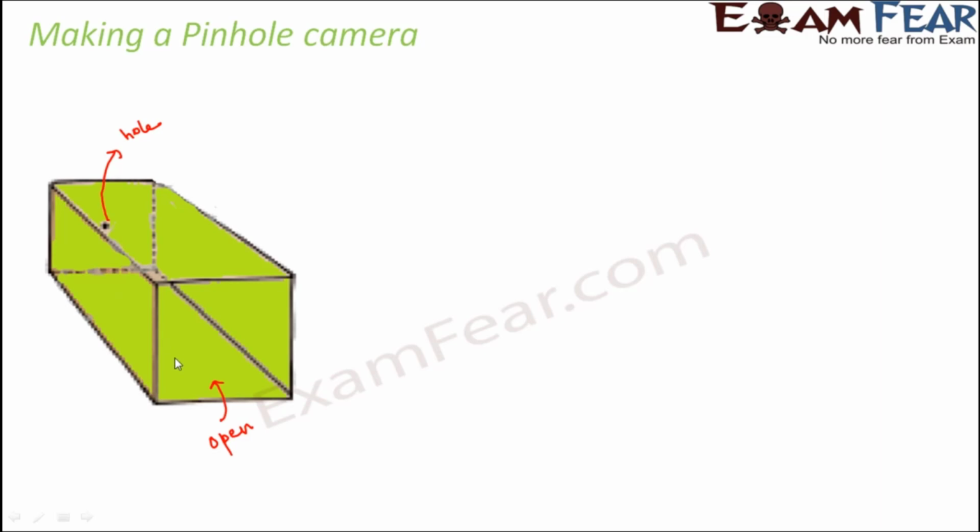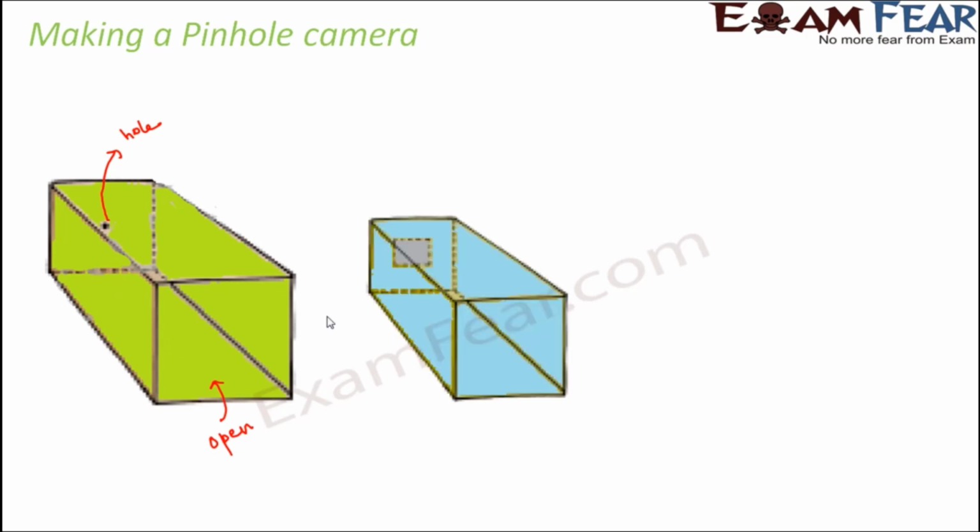Now this box has to be slightly bigger in size. You take another box which is slightly smaller, and the difference in sizes should be such that the smaller box fits exactly inside the bigger box, and you should be able to move the smaller box inside the bigger box. This box also you keep open. Now for this box, you cut a rectangle here, as you see.